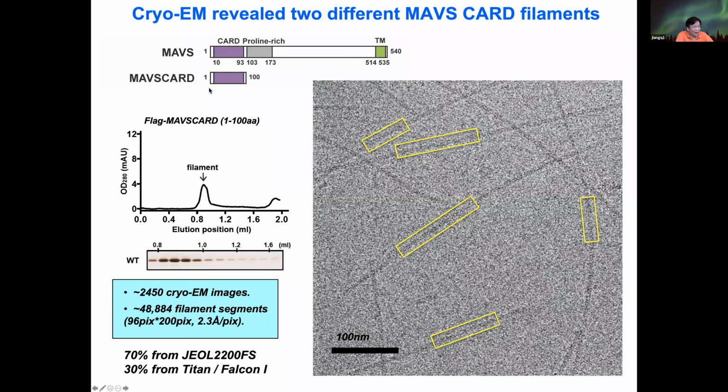We can purify the individual CARD domains and form the filaments. We can also purify the active domain of the full-length protein, except the transmembrane domain. This whole protein can also form a similar filament, except it has a lot of aggregates on the surface of the filaments.